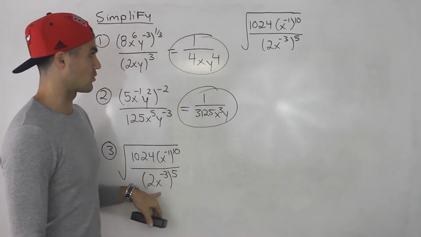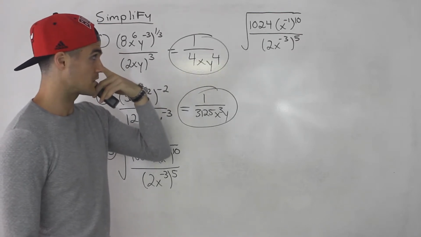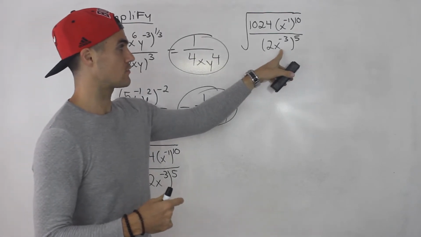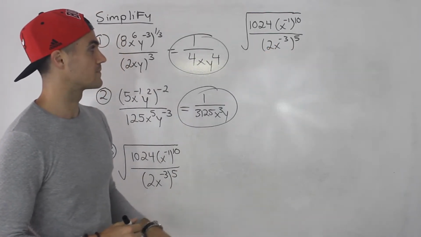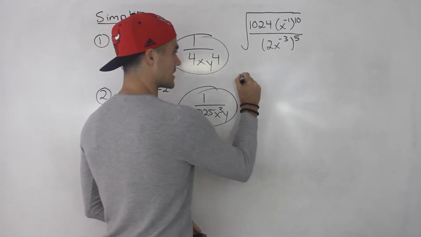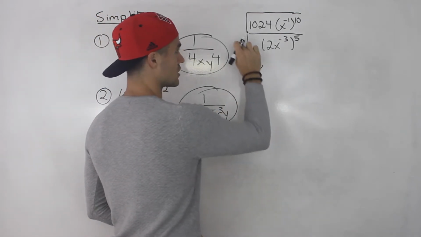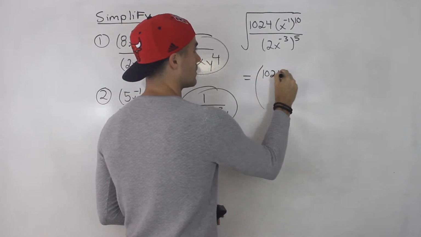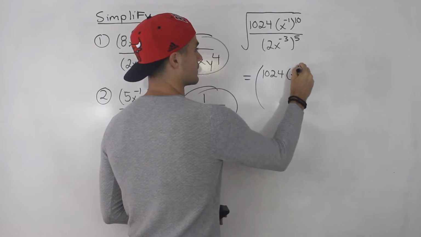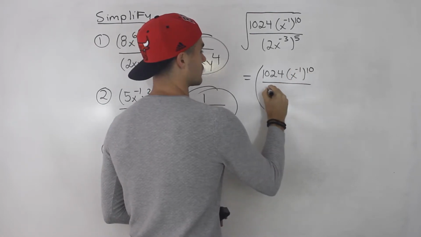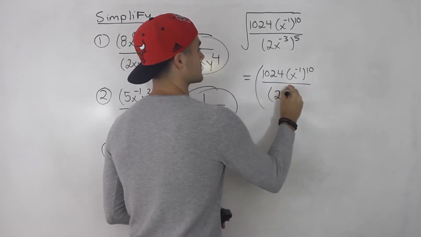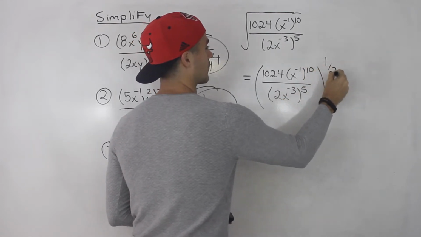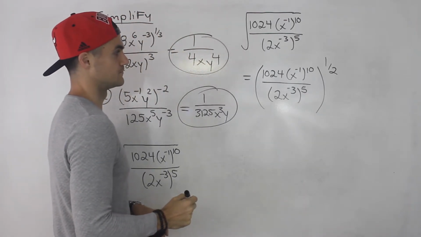And then finally we got number 3, square root of 1,024 x to the negative 1 to the power of 10 all over 2x to the negative 3, and that's all to the power of 5. So first thing I like to do with these types of questions is switch that radical on the outside to a rational exponent. So we'll have 1,024 x to the negative 1 to the power of 10 all over 2x to the negative 3 to the power of 5. This is going to be all to the power of 1 over 2.